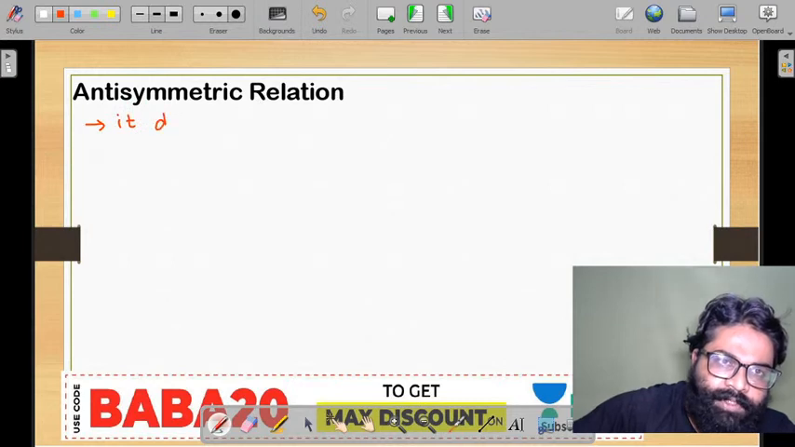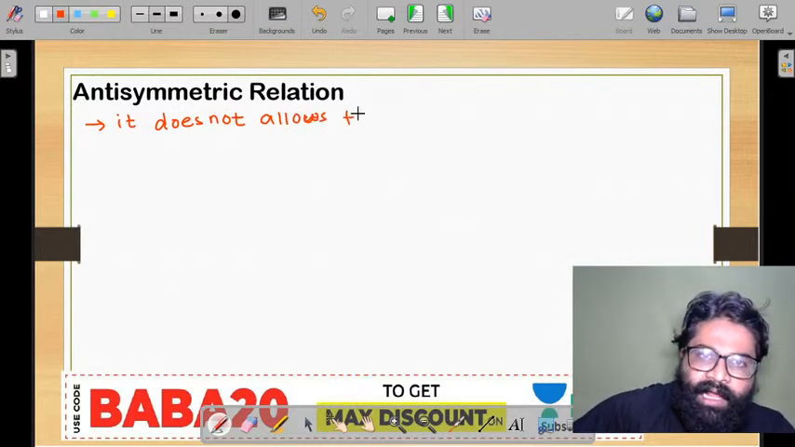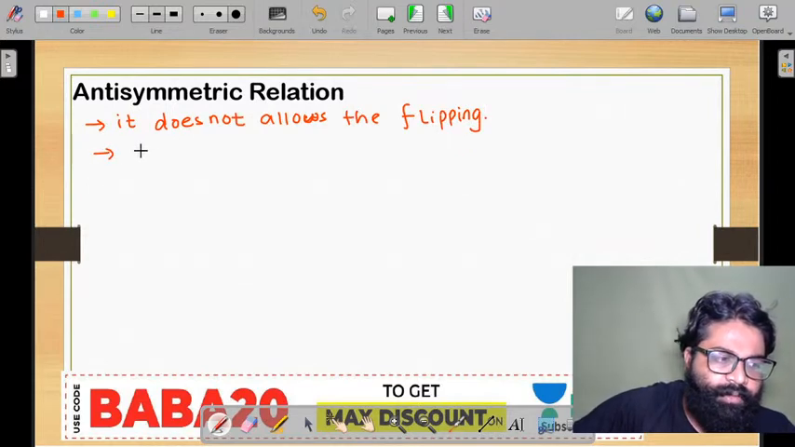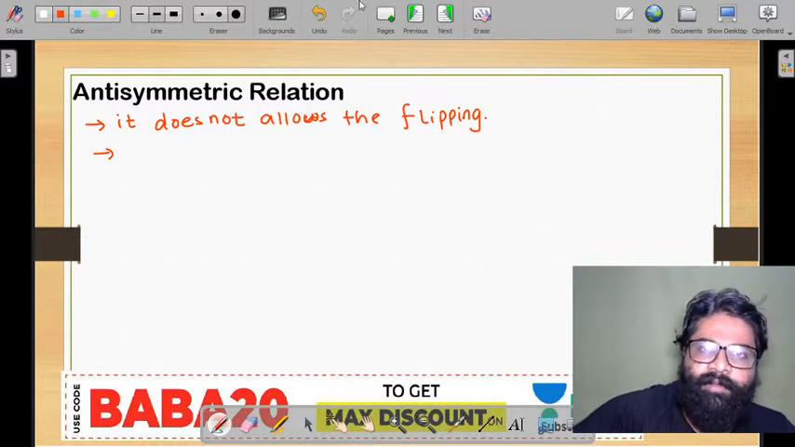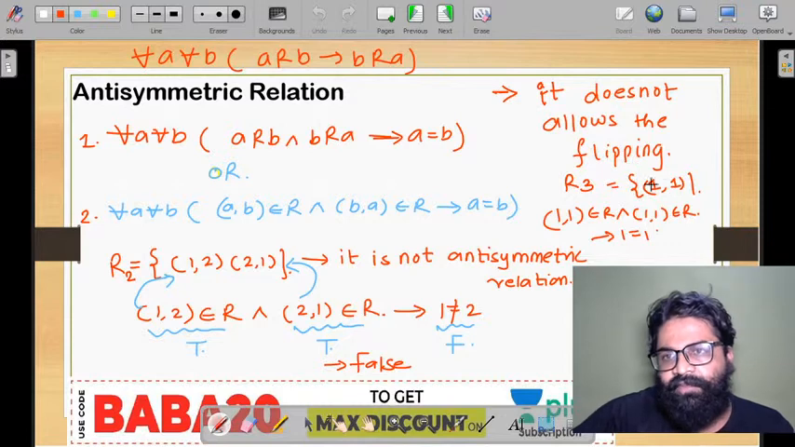Anti-symmetric does not allow the flipping. Yes, flipping will happen in symmetric. This one will be symmetric, this one is anti-symmetric.